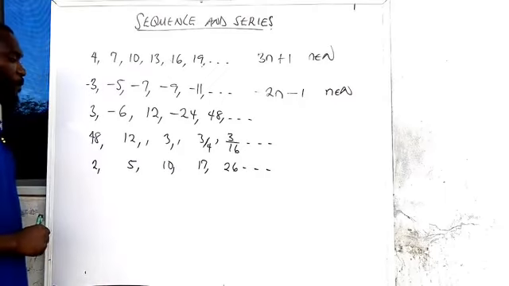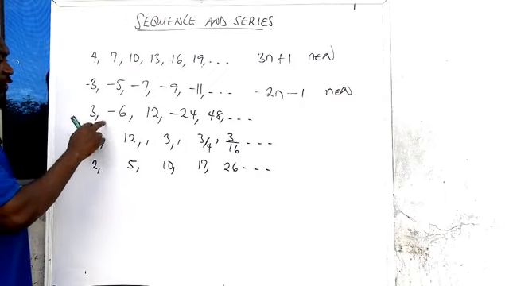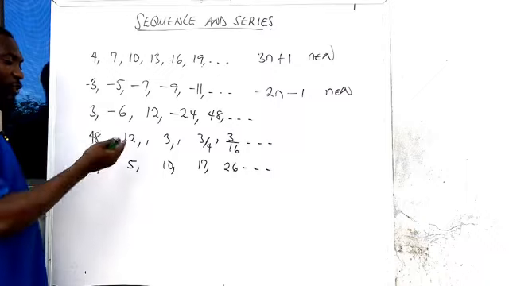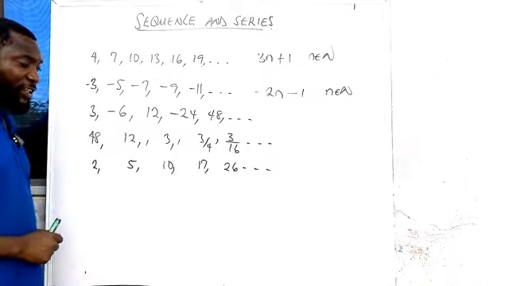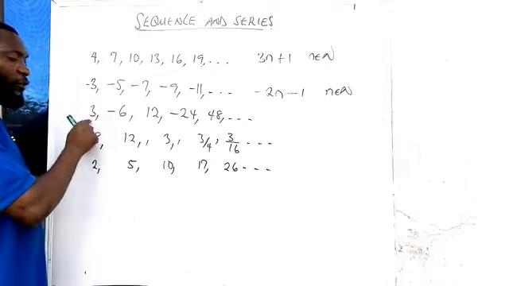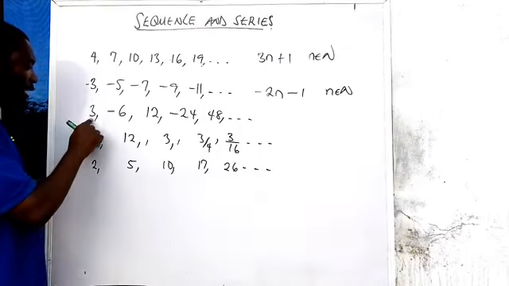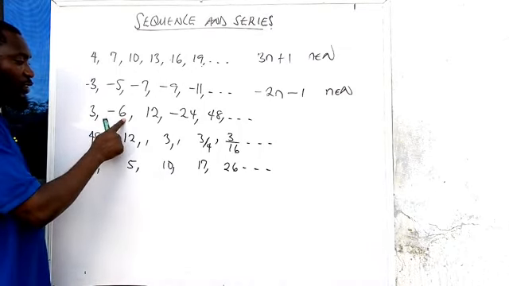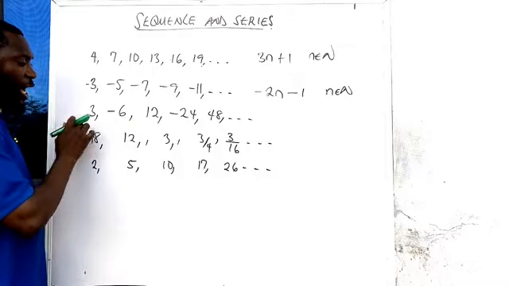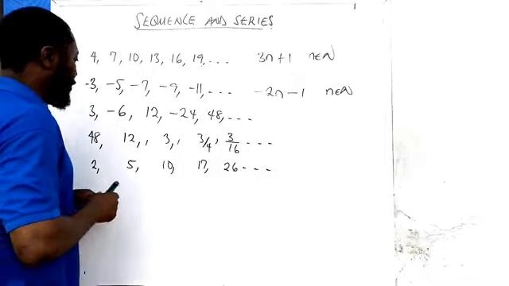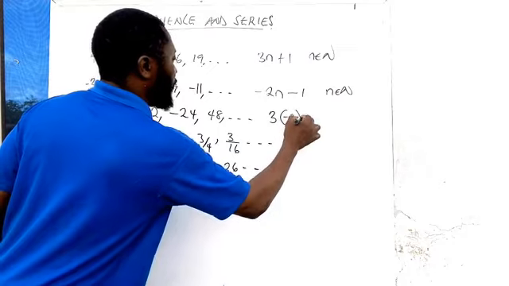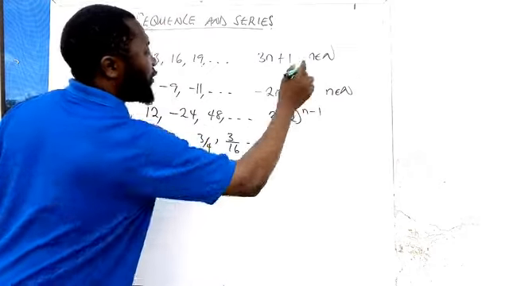Let's consider this. Here we have 3, we have negative 6, we have 12. How do we generate the next term here? Each term is generated by multiplying the previous term by negative 2. So we multiply this by negative 2, you get this, and that is how it continues. It means I can form the nth term for this, and the nth term will be 3 multiplied by negative 2 raised to n minus 1, where n is still a member of the natural numbers.